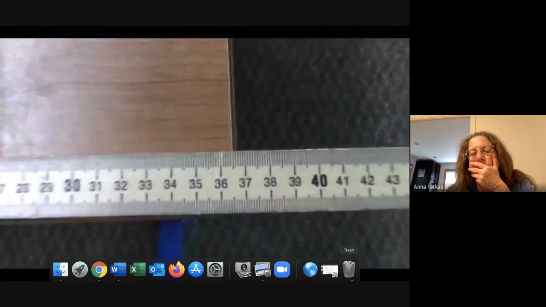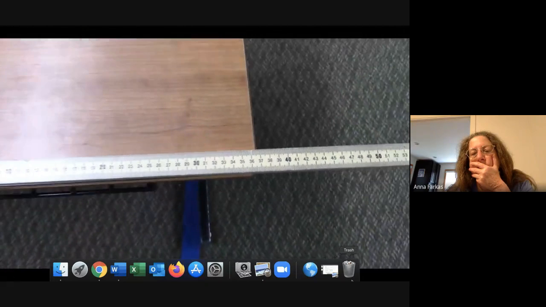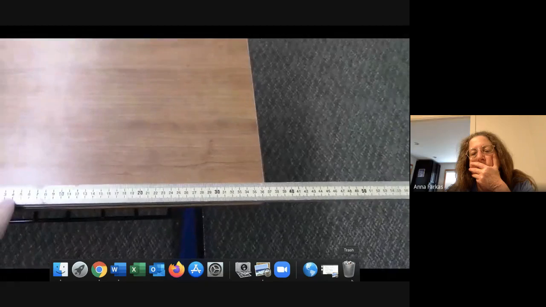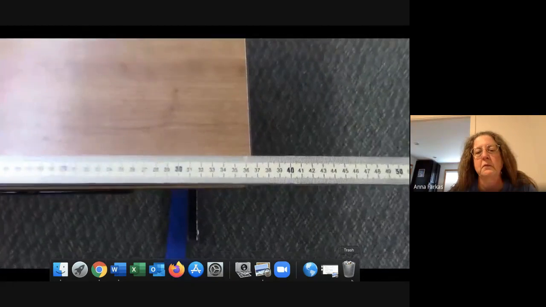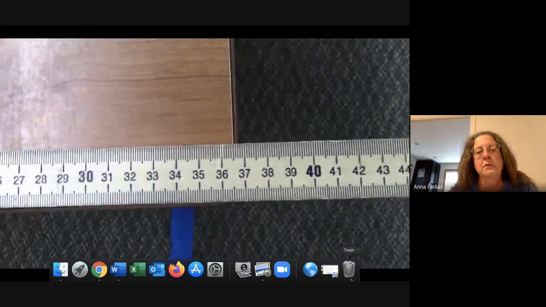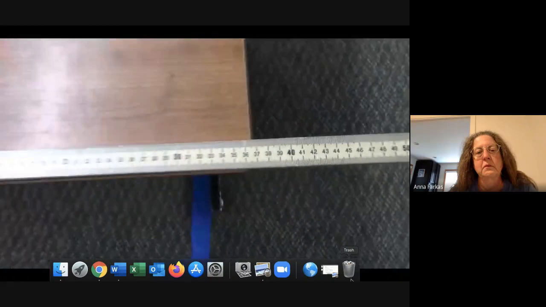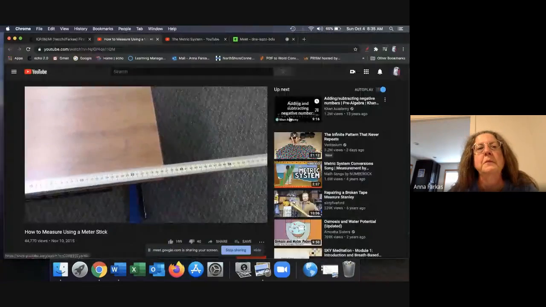So there's a whole lot of ways you can measure it using the meter stick and the metric system. But that's how you would do it, is by using your meter stick and then zooming in closer and closer and closer as you get to the end of your measurement. If you have any questions, let me know. Take care.